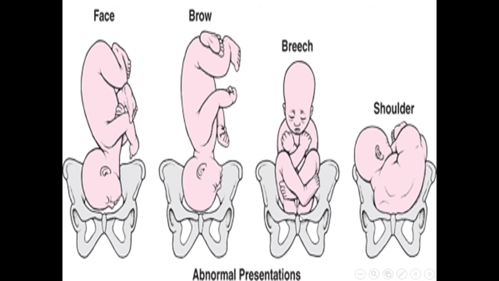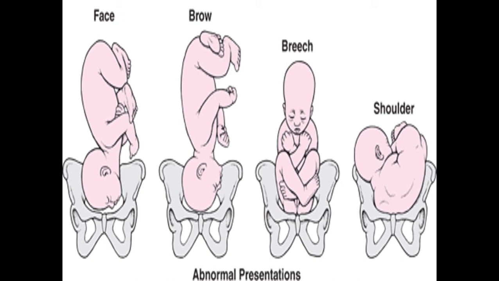The sacrum here is directed posterior, so we have sacroposterior position. Again, the lie here is longitudinal and the presentation is breech presentation. So we define the breech presentation by the denominator. The denominator of breech presentation is the sacrum. The relation of the sacrum to the female pelvis here: the sacrum is directed posterior. So we have direct sacroposterior position.